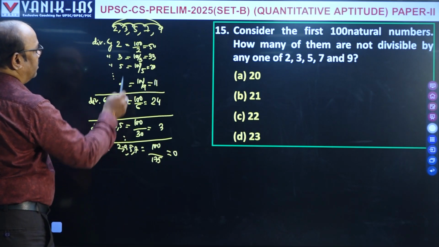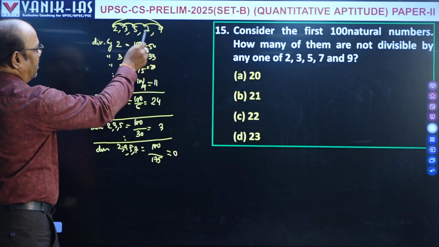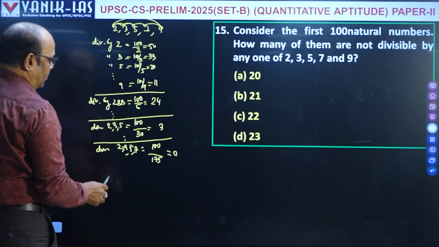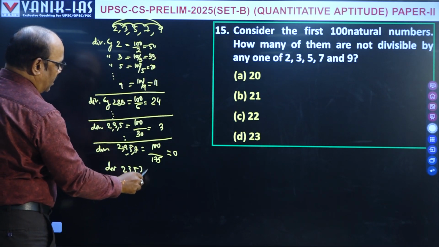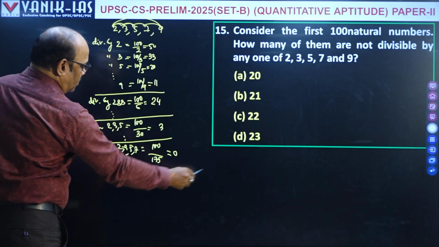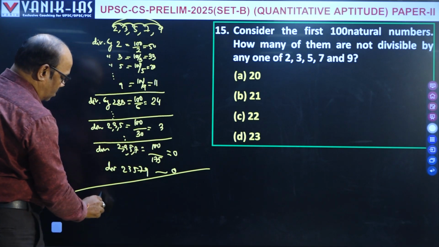And like this, another set of four numbers, 2, 3, 5, 7. Similarly 3, 5, 7, 9. Similarly 2, 5, 7, 9, you can do it. And last, divisible by 2, 3, 5, 7 and 9. No number, 0. So by taking all considerations, you have to do like this for not divisible.